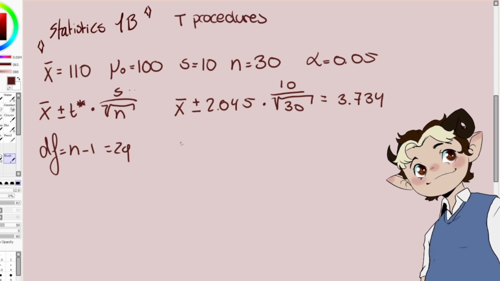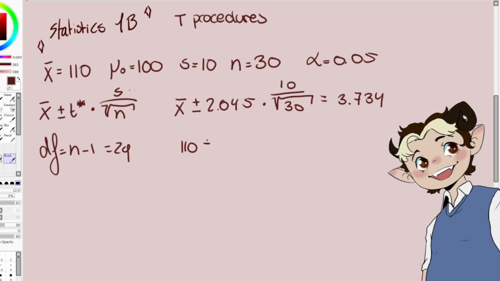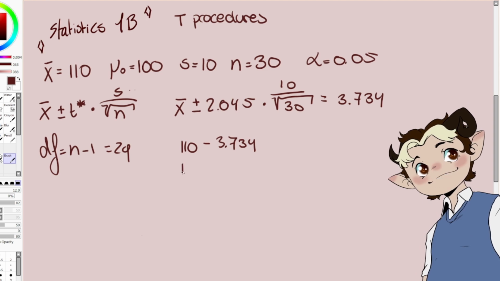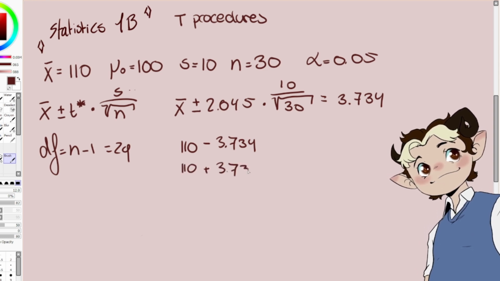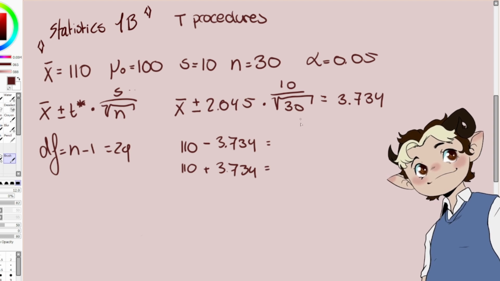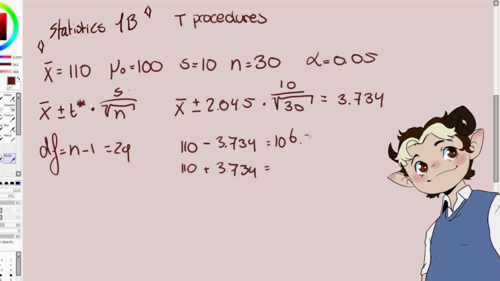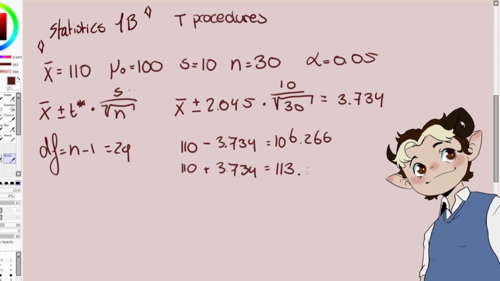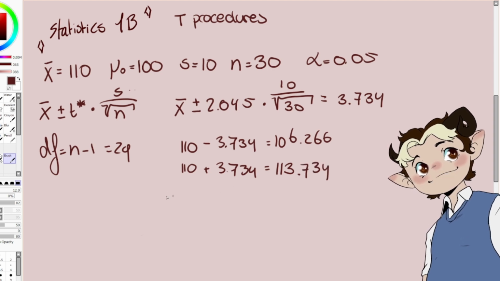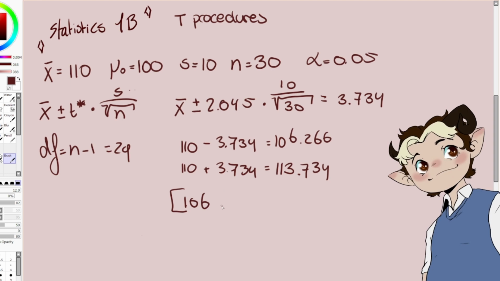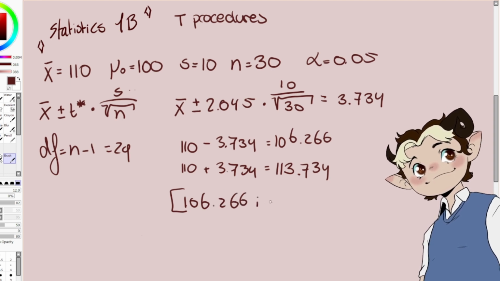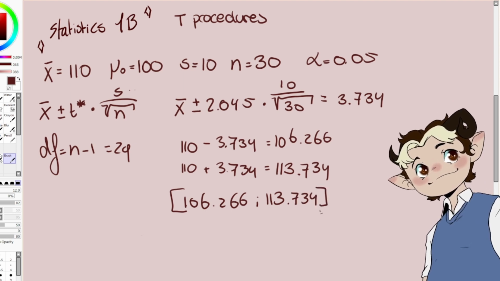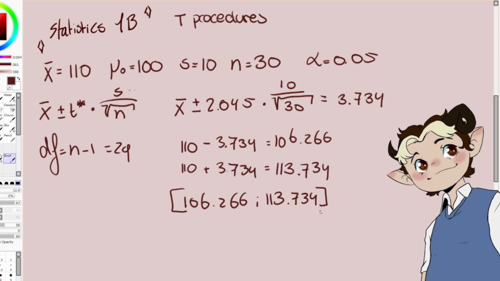So we're going to have 110 minus 3.734 and 110 plus 3.734, which is 106.266 and 113.734. So our interval is now 106.266 and 113.734. That's it. That's the only difference. It is a small extra step, but that's it.